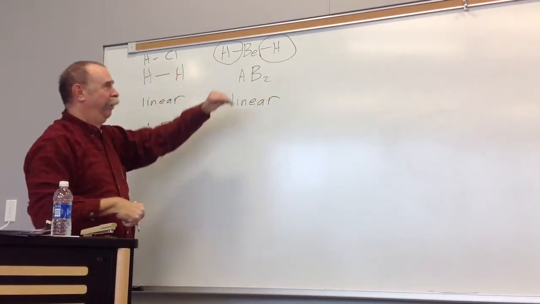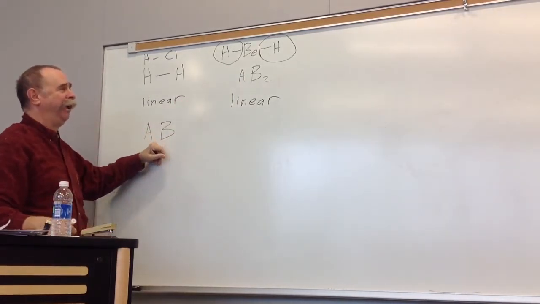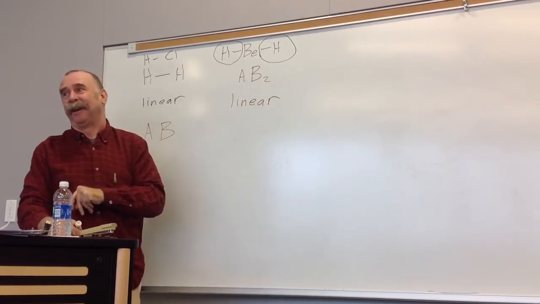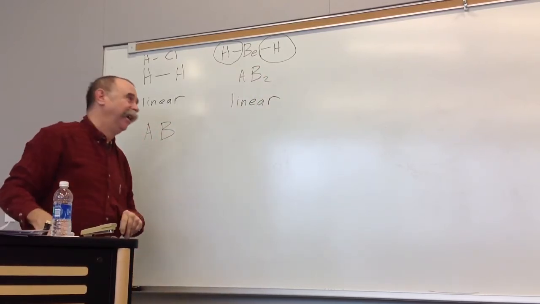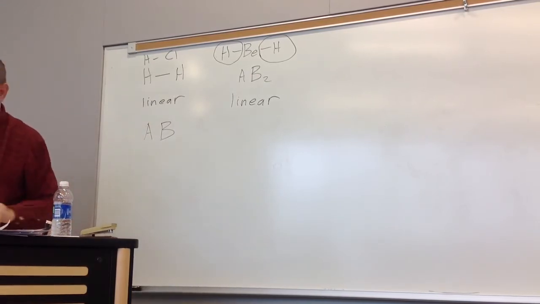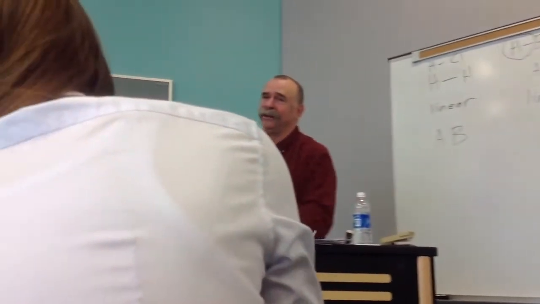The way I'm going to arrange this discussion of shapes, so possible, I'm going to start with AB, AB2, AB3, AB4. Is that a reasonable approach? Oh, I brought toys. They shave if I left these in here, right?